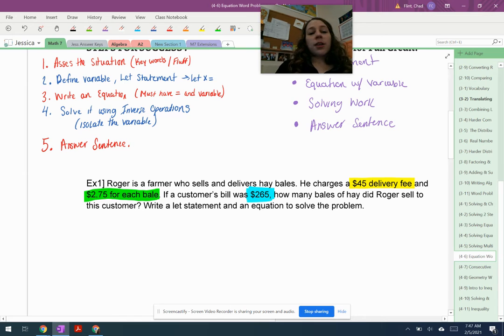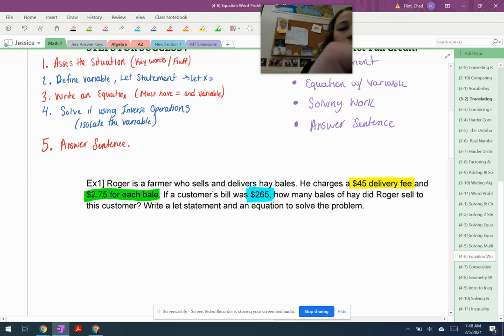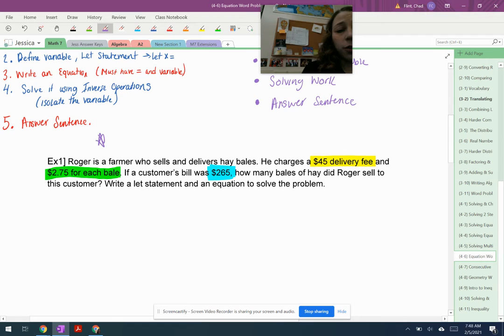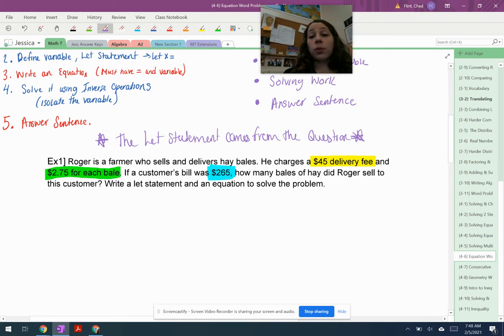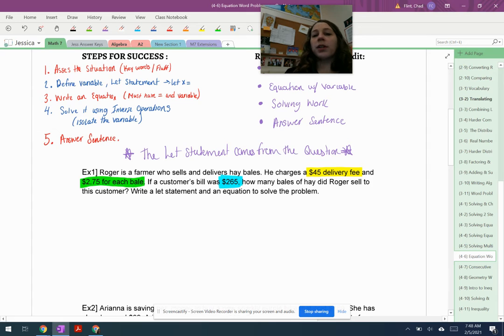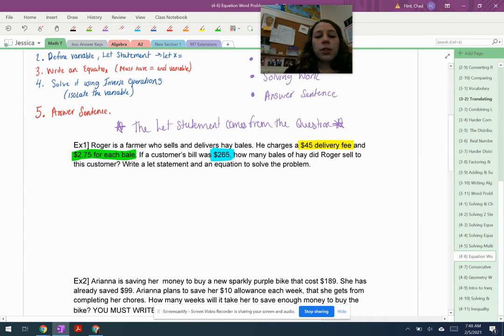So our second thing here is to define the variable and write a let statement. The let statement always comes right from the question. Let's make a little note of that real quick. The let statement comes from the question. So if you can determine what the question's asking you to find, then you can write a let statement based on that. So this question's asking me, how many bales of hay did Roger sell to this customer?